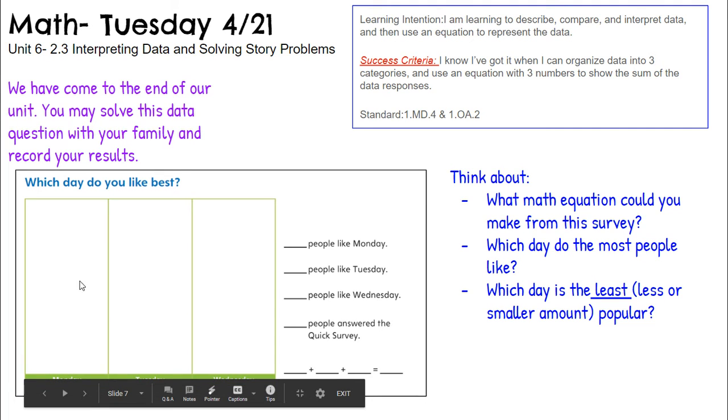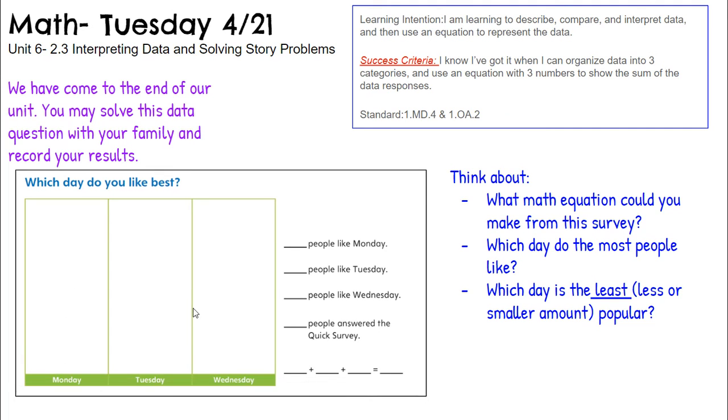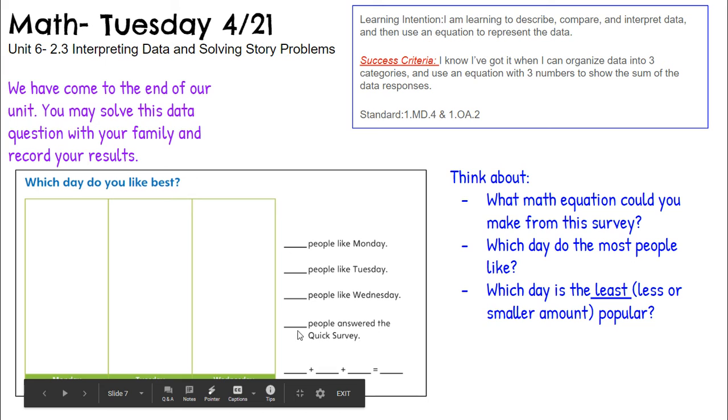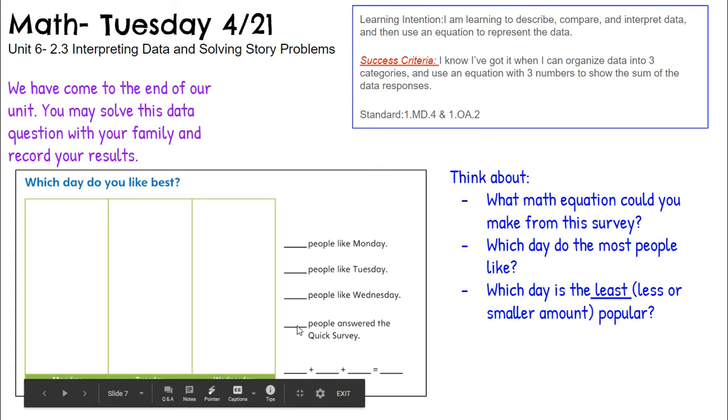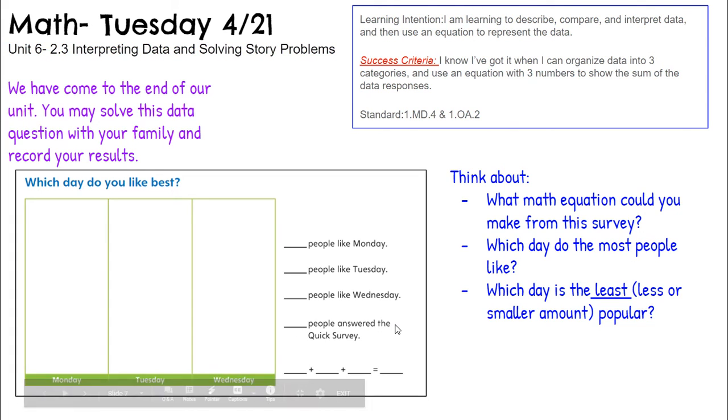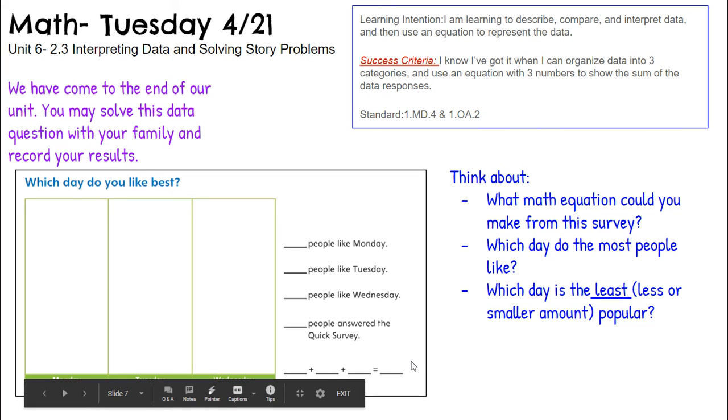So you can record it over here and over here. So how many people like Monday? How many like Tuesday? And then how many people like Wednesday? After you figure that out, then how many people answered the survey? The last part of this is to write the equation with three numbers to show the sum of the responses. That's a part of your success criteria.